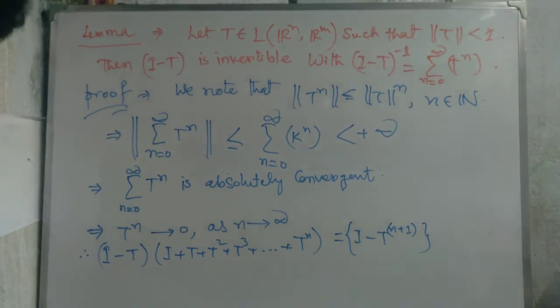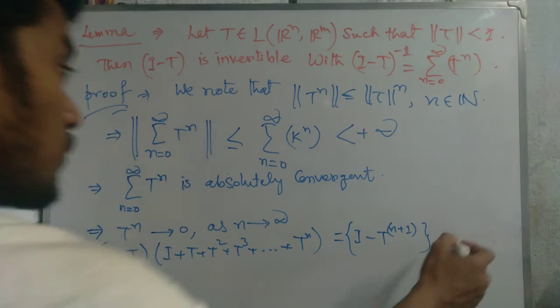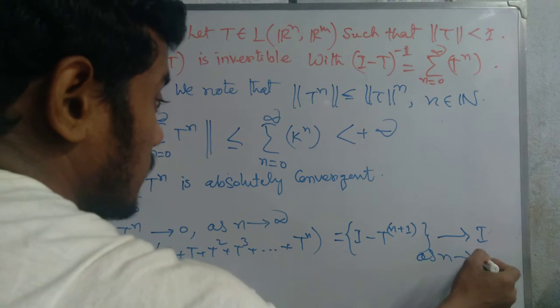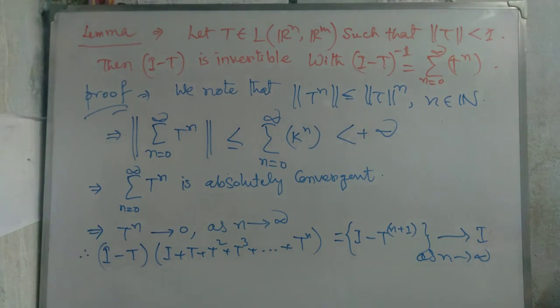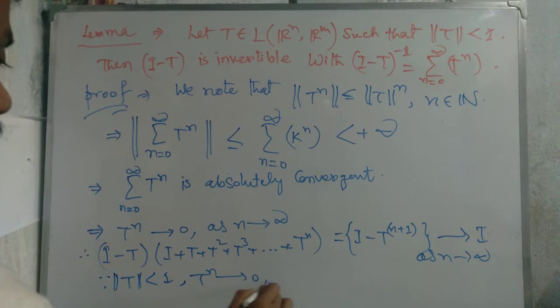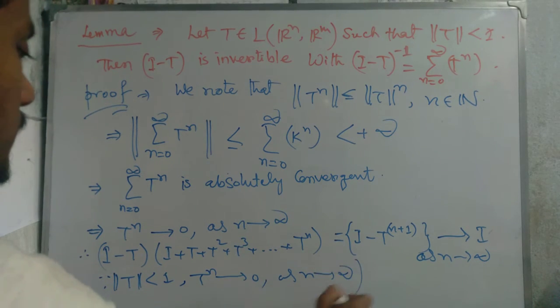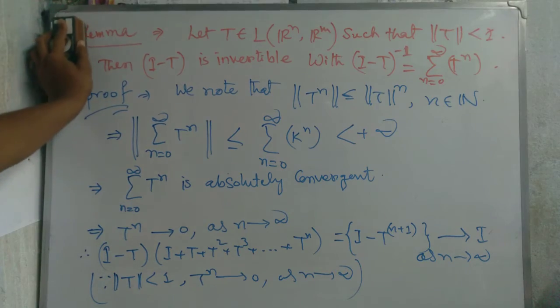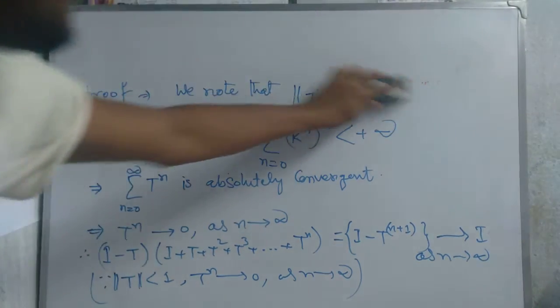So here we write this one tends to I as n tends to infinity. Why? Because the norm of t is less than 1 and t to the power n tends to 0 as n tends to infinity. So we erase this portion and go on to the proof.